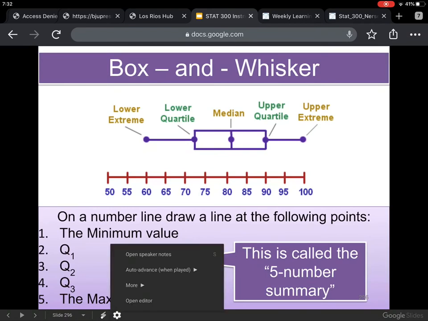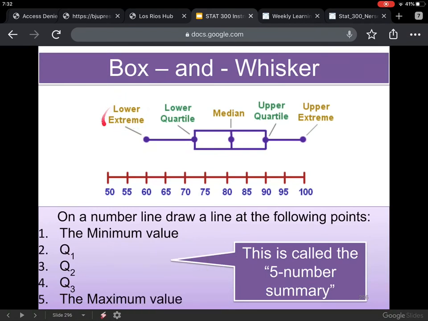And the numbers are the lower extreme, so the smallest value, the minimum value. Then we have the lower quartile, which is Q1. So 25% of the data points are between these two. So let's say this is somebody's tests, right? A class took a test and somebody got the lowest score of 60, right? They failed. Then the lower quartile, meaning this number, was, let's say, about 73 or so, right?